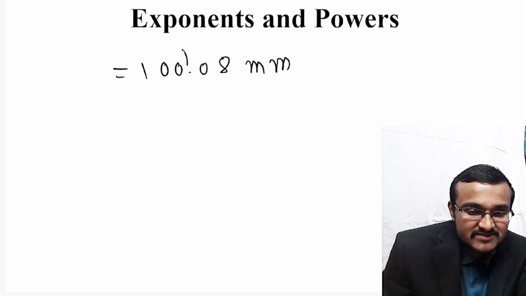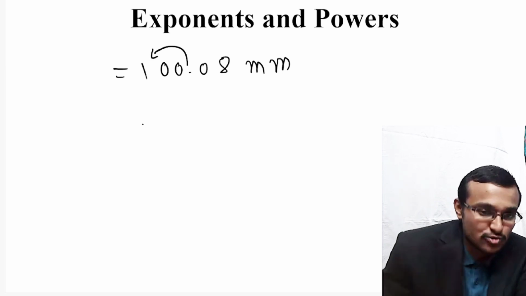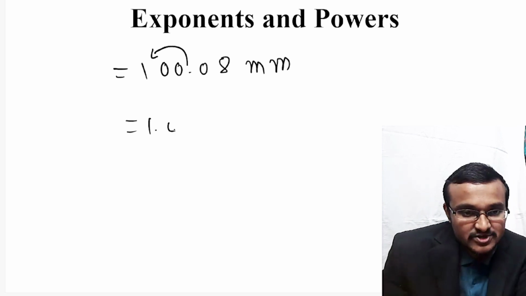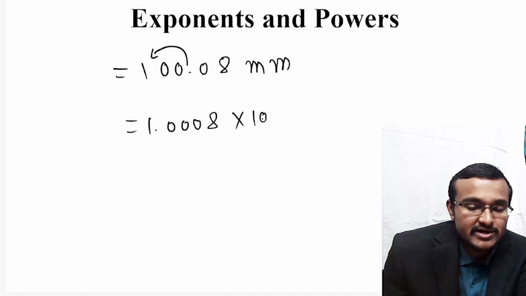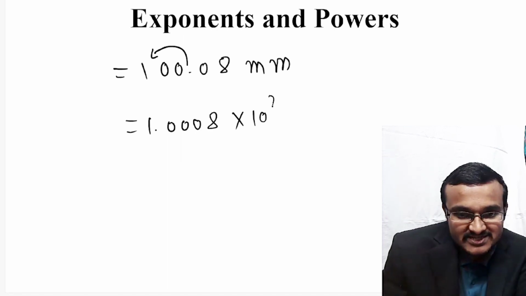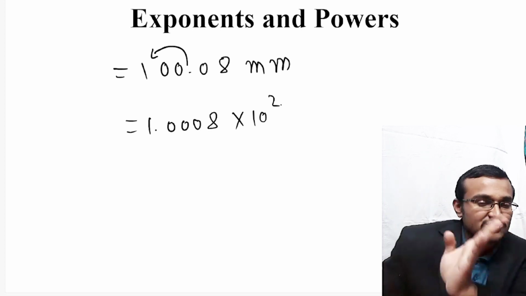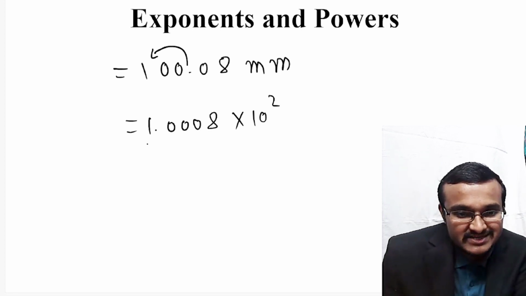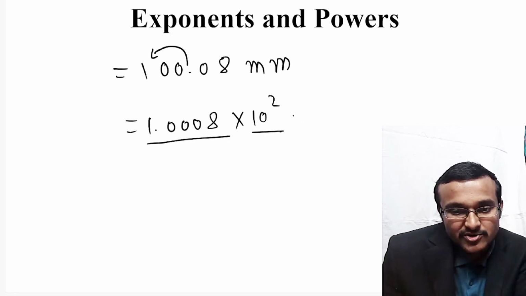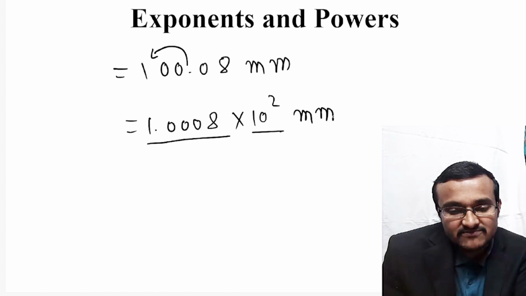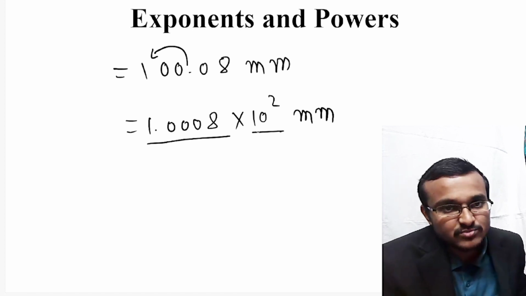Now let us bring this decimal point to the left hand side, like after 2 digits. So it will become 1.0008 into, you have brought it after 2 digits, it will be 2. So you have brought it to the left hand side, so it will be plus 2. So 1.0008 into 10 power 2 millimeter is the answer for this fourth question in exercise 10.2.